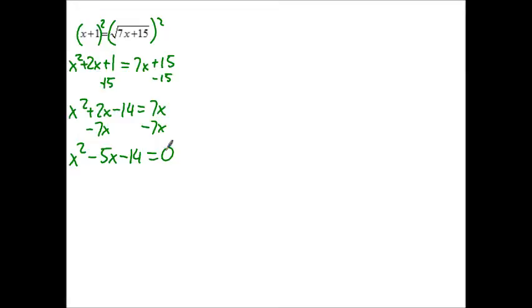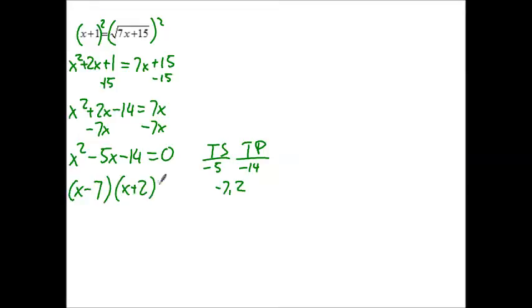We need to solve this quadratic equation. Let's see if we can factor it. Target sum is negative 5. Target product is negative 14. Which factors of negative 14 work out to give us a sum of negative 5? And the answer is negative 7 and 2. So we got x minus 7 times x plus 2 is equal to 0. For our two solutions, x is equal to 7 and x is equal to negative 2.